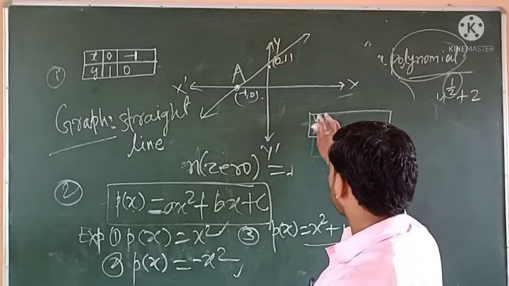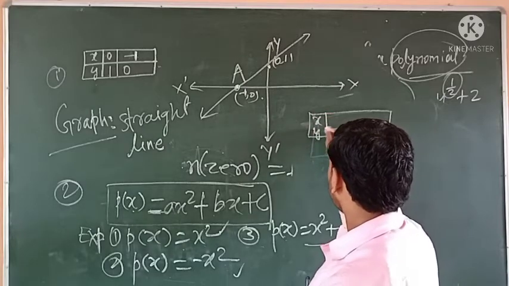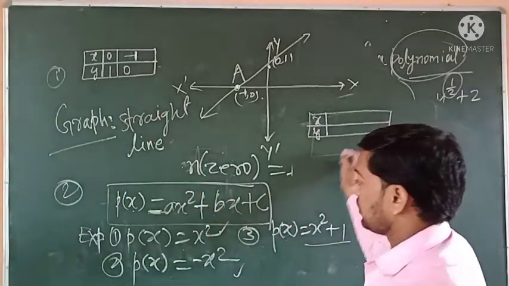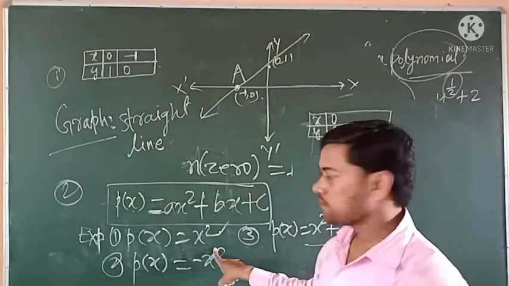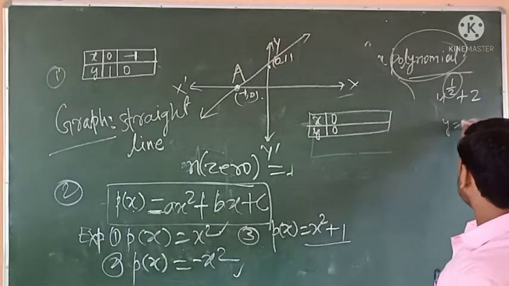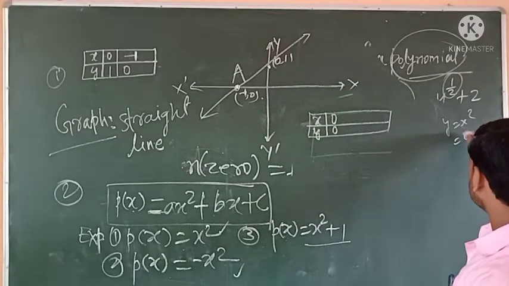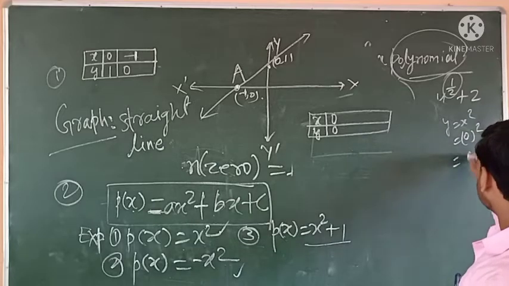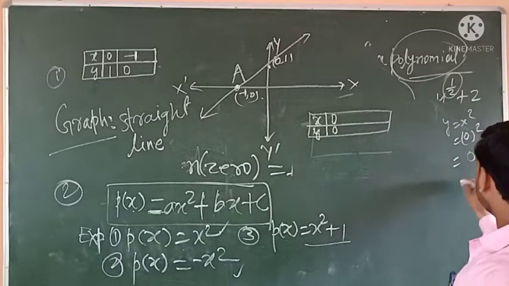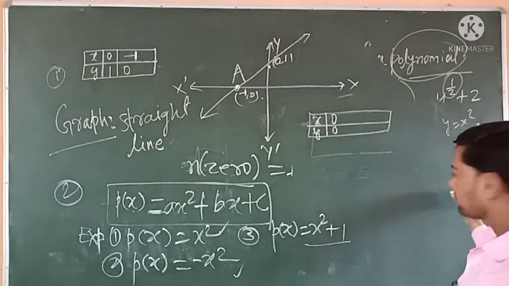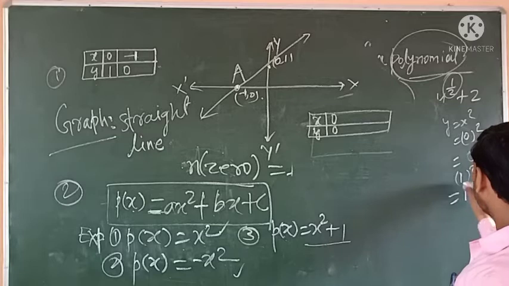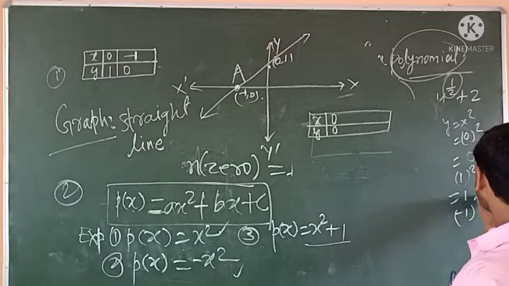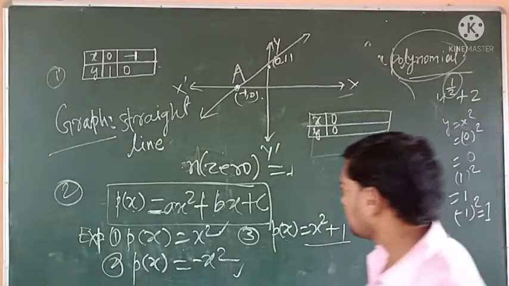Y is equal to x square. If x is equal to 0, then y is also 0. If x is equal to 1, then y is also 1. If x is minus 1, then y is plus 1, since minus 1 square is 1.